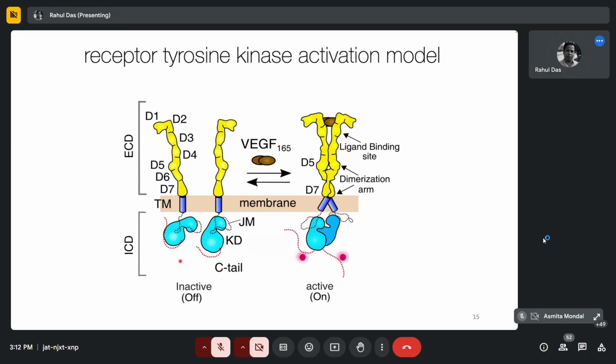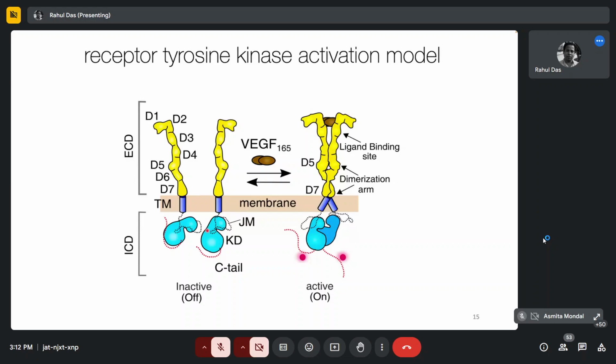Now, these VEGFR molecules are a very interesting class of molecules because they regulate angiogenesis. Right? This is the development of blood vessels in our body. They also regulate organ development, and they have many other functions.